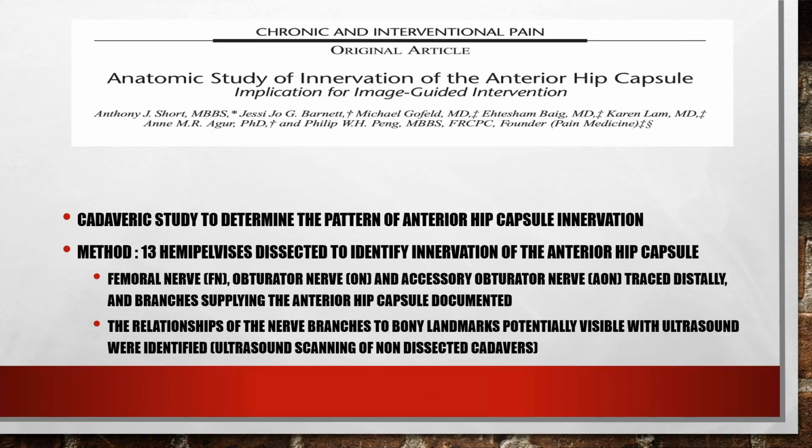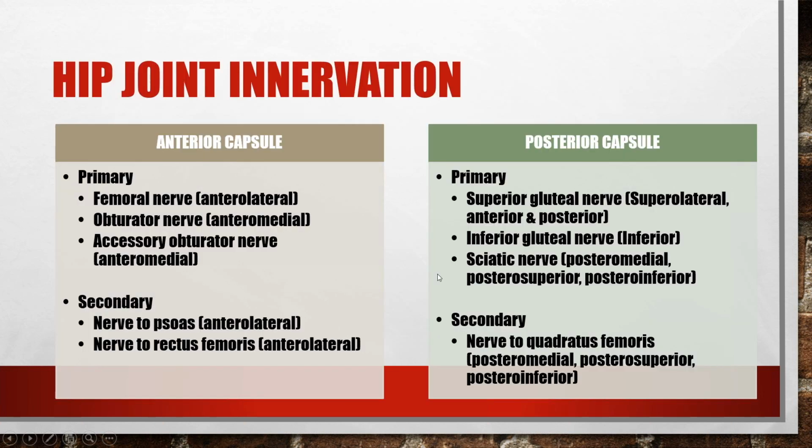So they did the anatomy study of innervation of the anterior hip capsule. They dissected 13 hemi-cadavers, and what they found is the hip joint innervation of the anterior capsule is primarily by the femoral nerve, obturator and accessory obturator nerve, and secondarily, for the small muscles, by the nerve to the psoas and nerve to the rectus femoris.